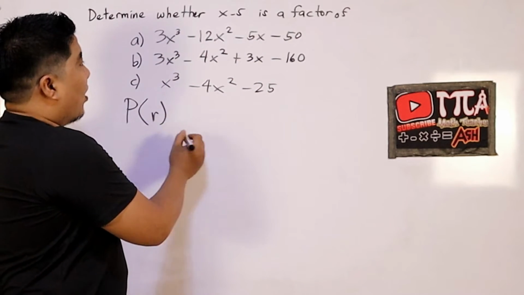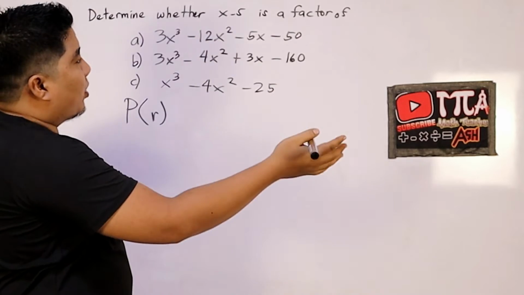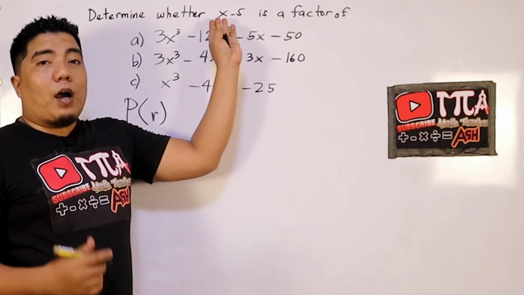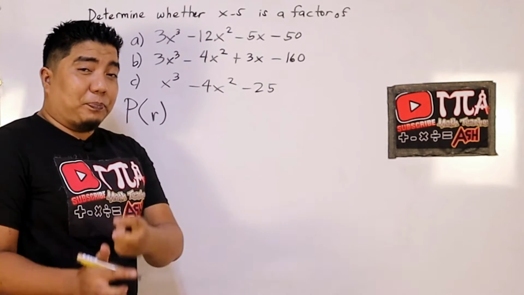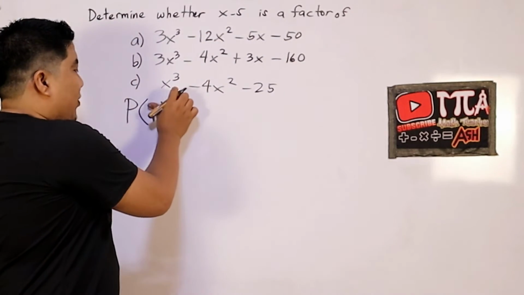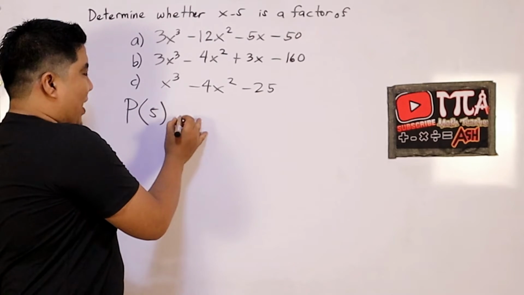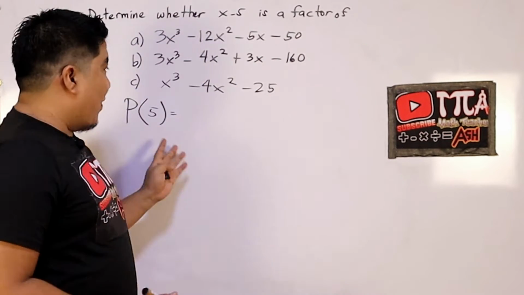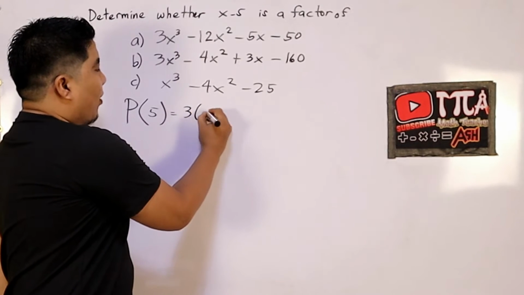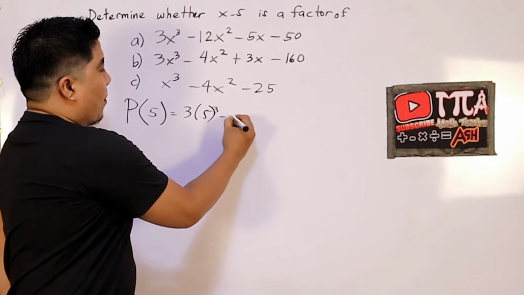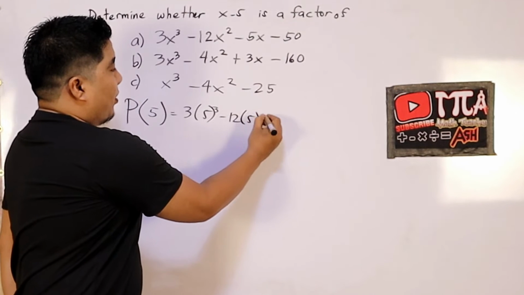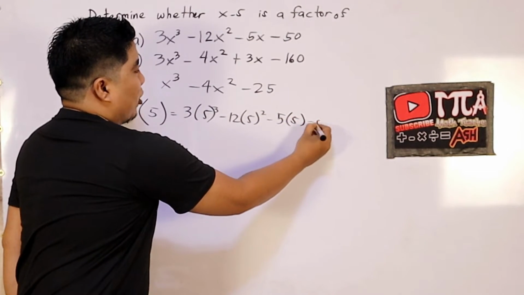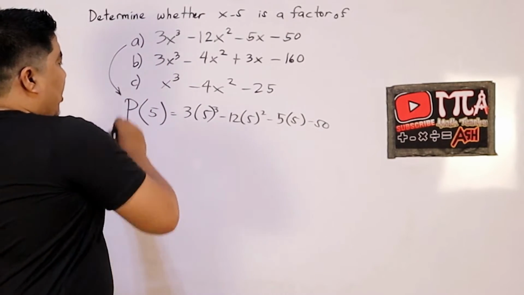Now, let's consider the first polynomial. We have p of x equals 3x cubed minus 12x squared minus 5x minus 50. Now, our r from our divisor x minus 5 is basically 5. So, we will have p of 5. If we substitute the variable x by 5, we will have 3 times 5 cubed, minus 12 times 5 squared, minus 5 times 5 minus 50. We are talking about this one.